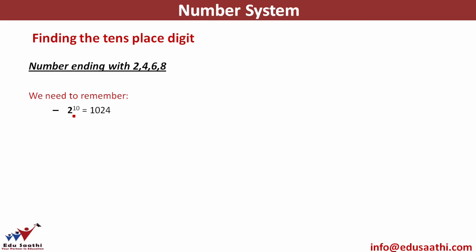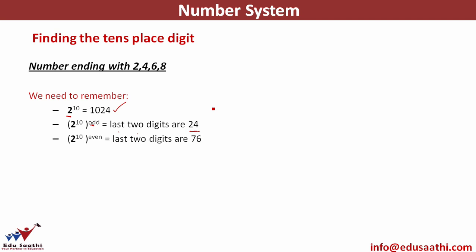First one being 2 raised to power 10 ends up with 24, or the value of 2 raised to power 10 is 1024. 2 raised to power 10 raised to any odd power would result in the last two digits as 24. 2 raised to power 10 raised to any even power would end up with the last two digits as 76. So if the power is odd, the last two digits would be 24. If the power is even, the last two digits would be 76.